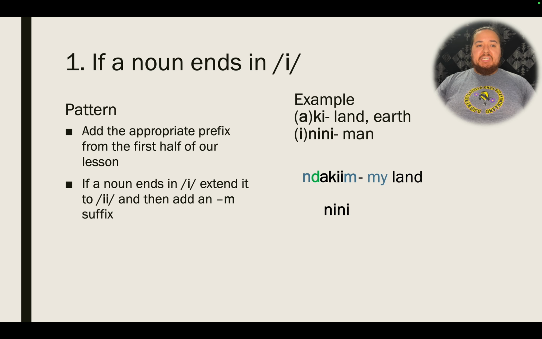For the next one, nene also has a secret vowel sound in front. We learned from our dictionary it has an I in front. So because it has that vowel sound in front, we're going to use our D prefix again, followed by a G sound. So we're using second person singular. Now because this ends in a single I, we're going to double it to a double I, and then add our M suffix.